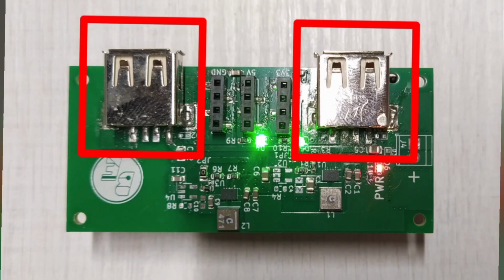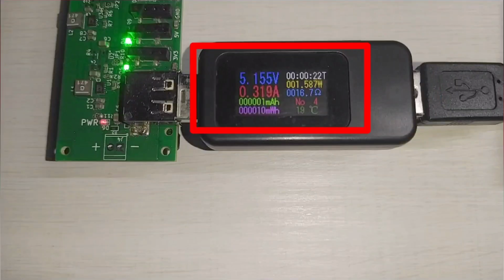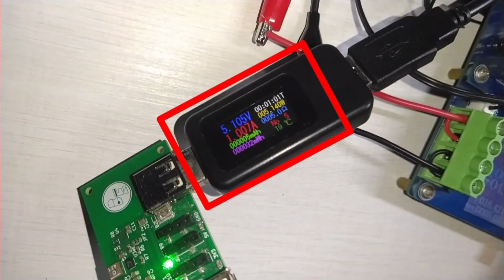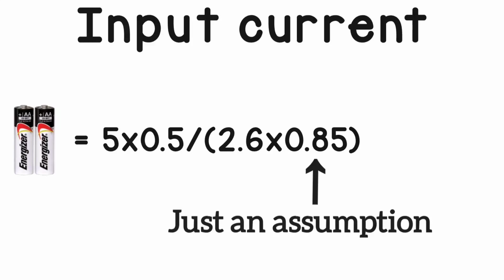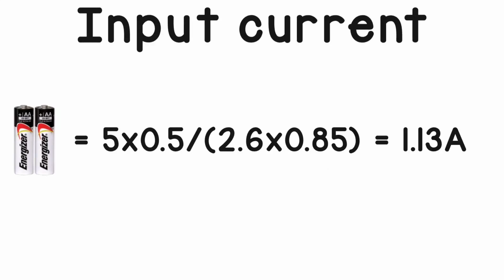I should point out that those USBs are not for power applications, obviously, because you're still drawing current from your batteries. With those batteries I can draw up to 300 milliamps or so, whereas with my power supply I can draw even 1 amp. To calculate the input current, just multiply the output voltage times the output current and divide it by the input voltage times the efficiency, which I set to 0.85, and so the result is 1.13 amps.